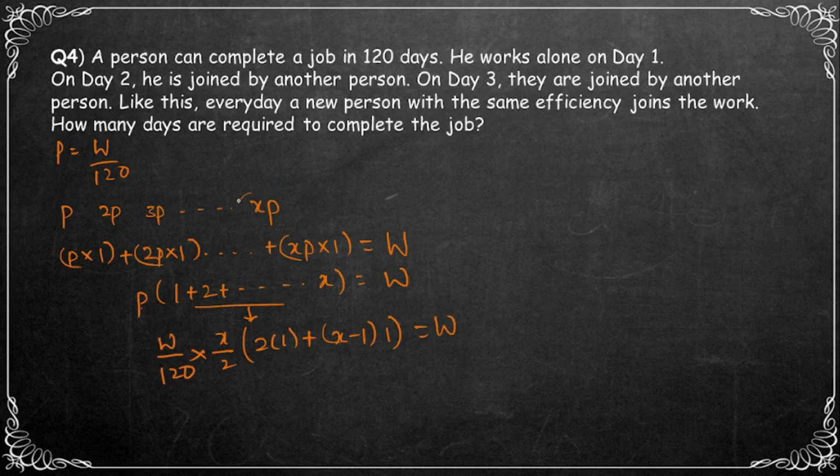We need to find X, meaning the number of days required to complete the job. So this is X minus 1 and this is 2. X minus 1 plus 2 is X plus 1. This is X. W cancels. 120 into 2 goes that way. So this becomes a quadratic equation: X square plus X minus 240 is equal to 0.